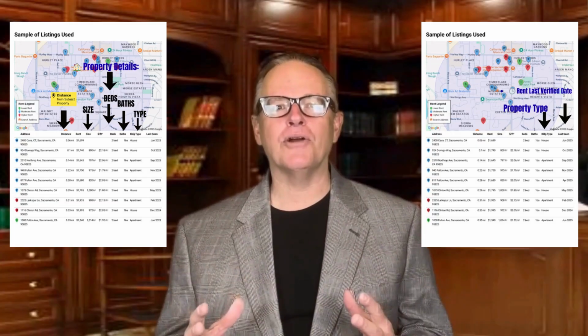We will always try to use the properties that are the closest to the subject property and that are the closest in square footage and property type to the subject property. For the type of property, it will indicate it is a house, an apartment, or a duplex. If there are lots of comps, we use the exact type of property in our search.